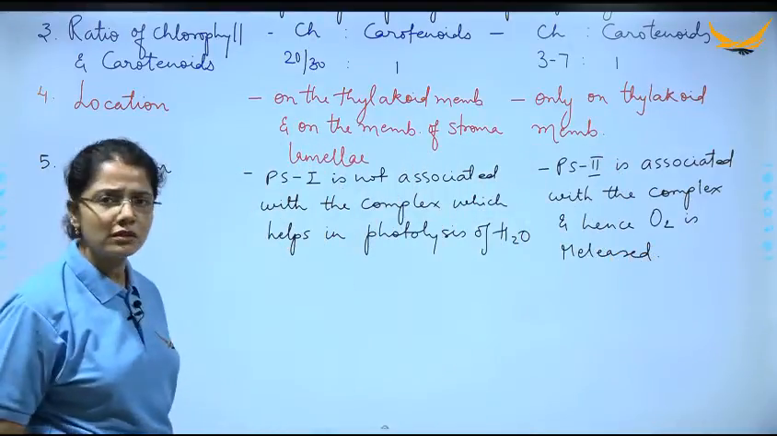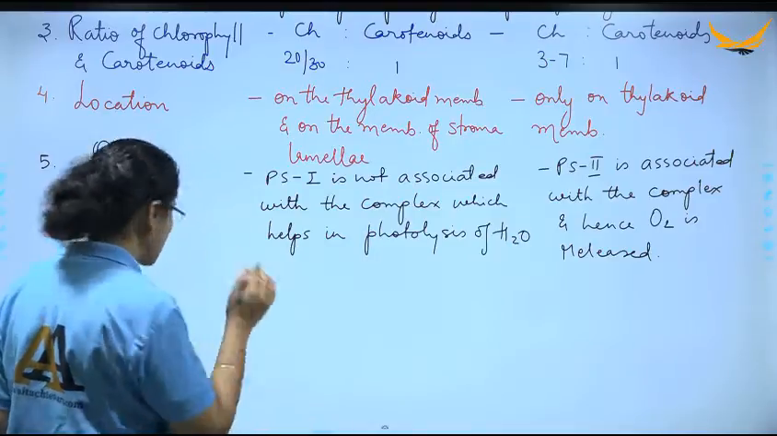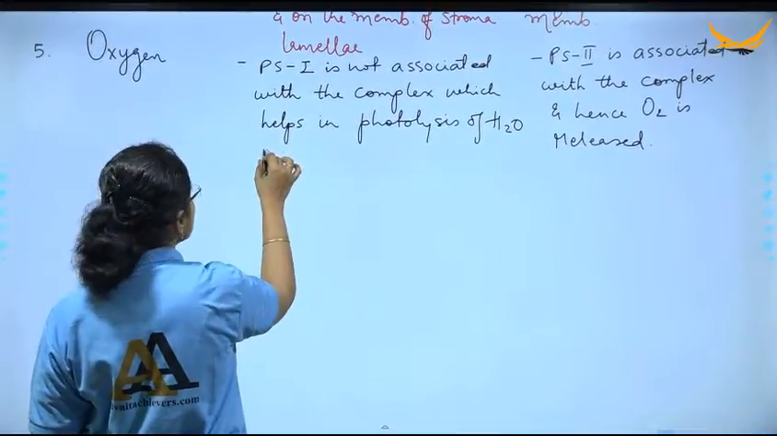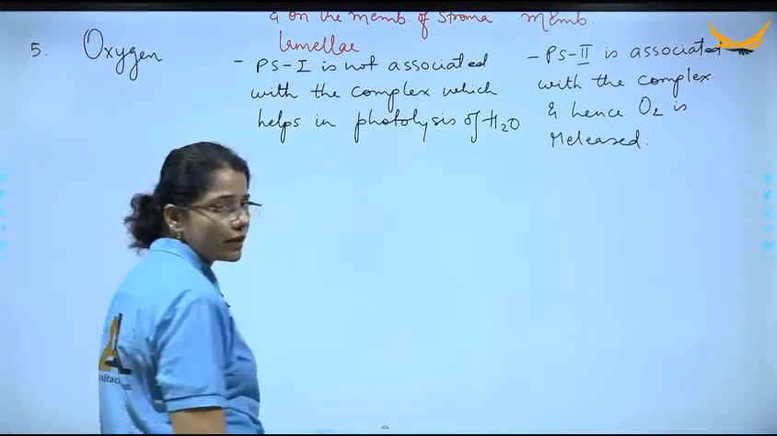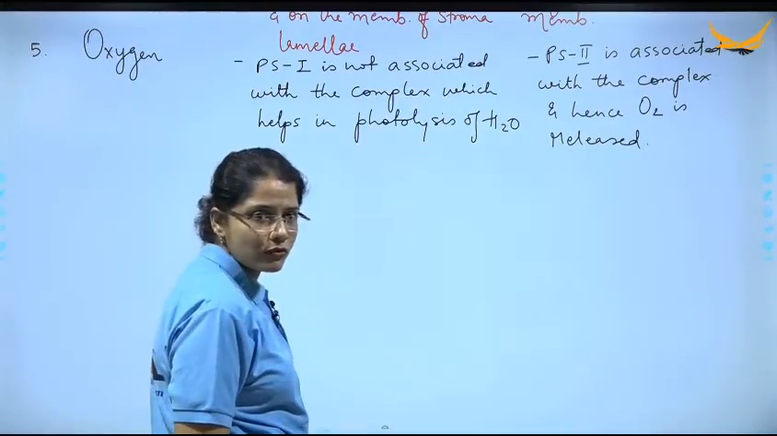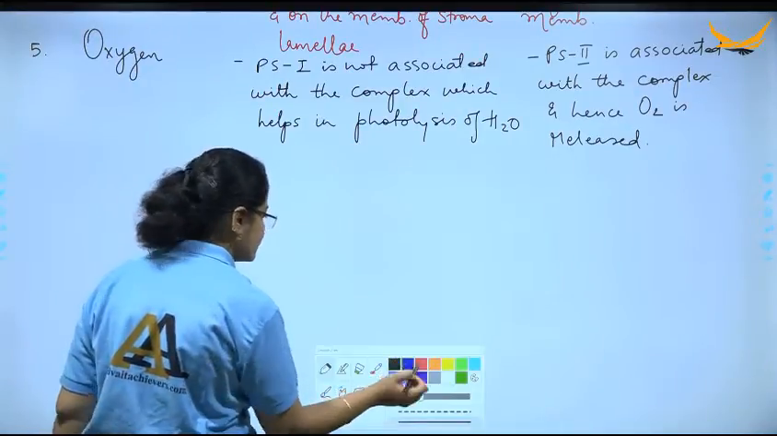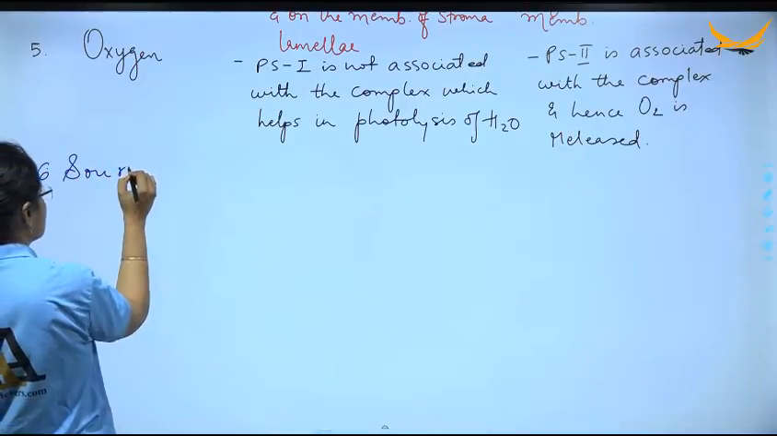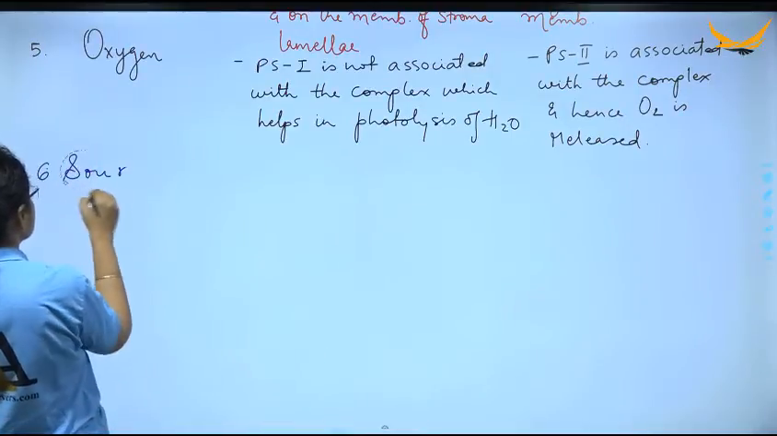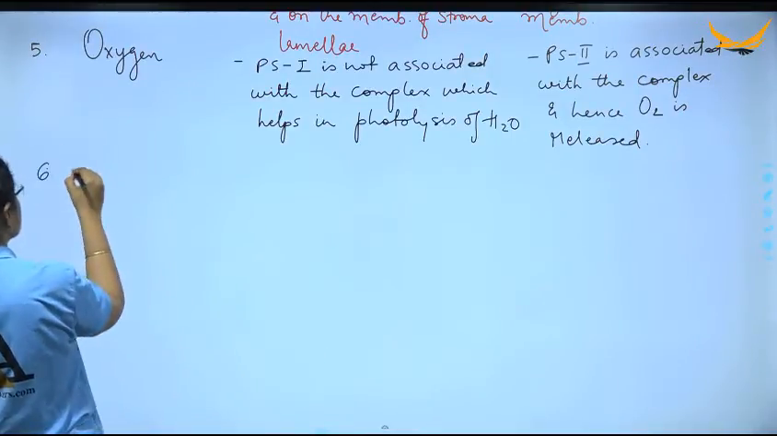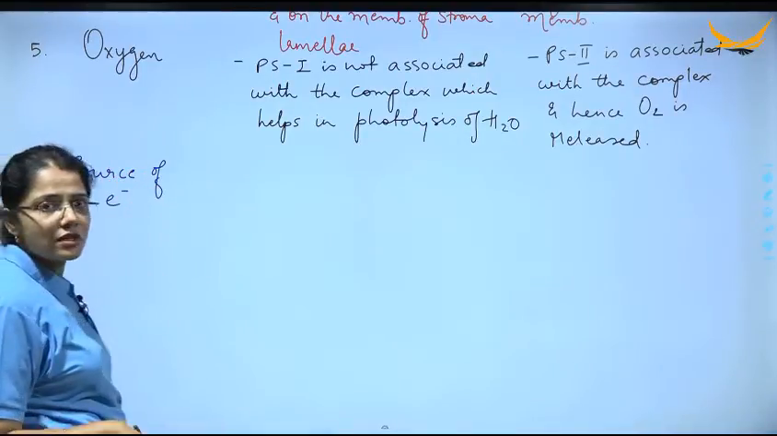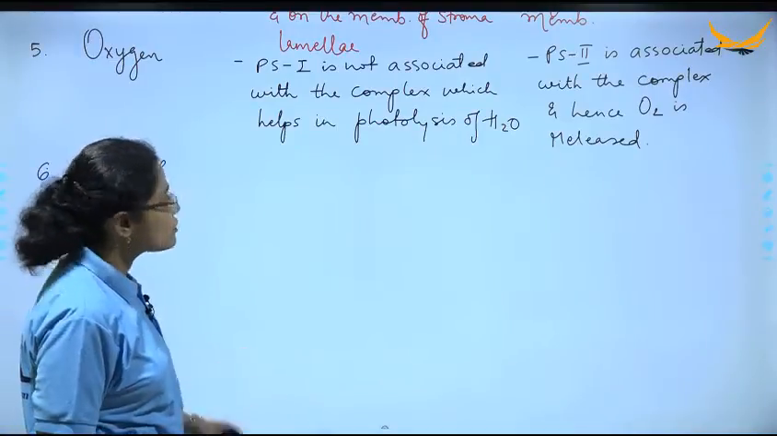Right? This is clear to everyone? Okay. And now the last point of comparison for PS1 and PS2, right? The last point of comparison, that is the source of electrons. Source of electrons, say, right? So in case of PS1, chlorophyll A, right?